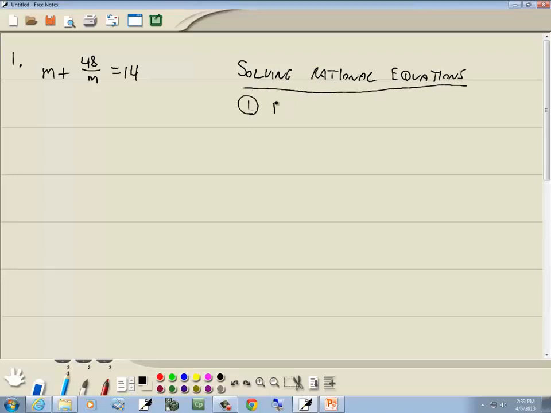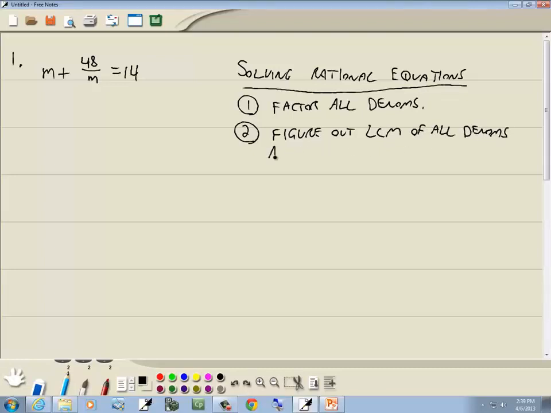Step 1. Factor all the denominators. Well, here we just got a single m, so there's nothing to factor. Step 2. Figure out the LCM of all the denominators and multiply everything by it.